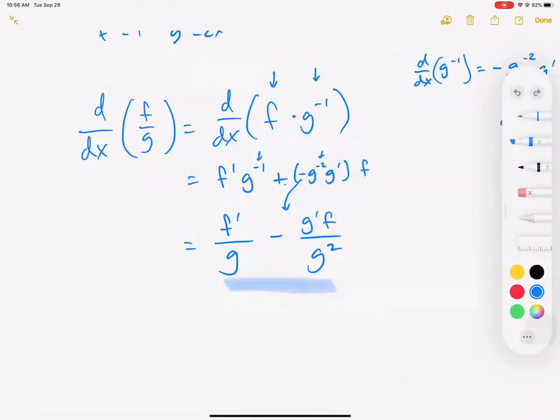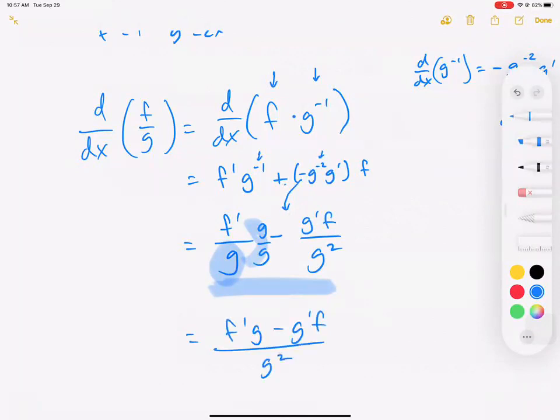Now, to combine the fraction, we need a common denominator. So we need a g squared. So I need to add another g to the top and bottom. So we need g over g. So we have a common denominator. We are rewriting now with f prime g minus g prime f over a common denominator of g squared.